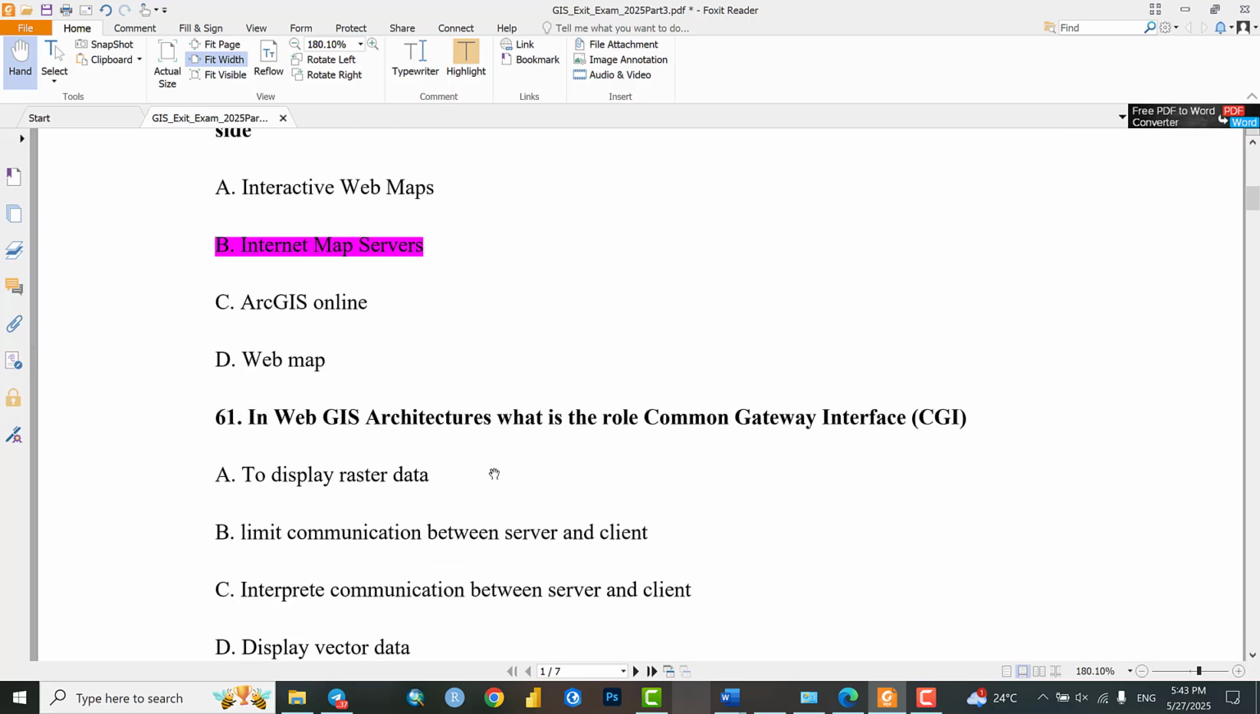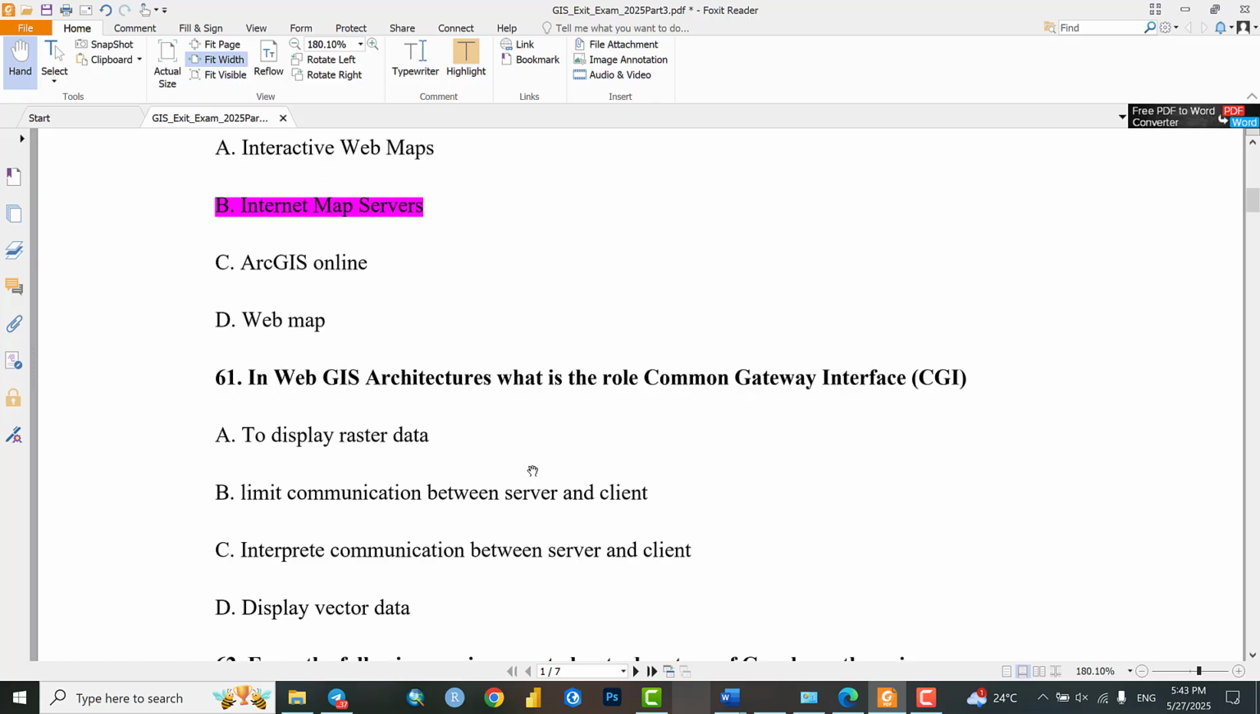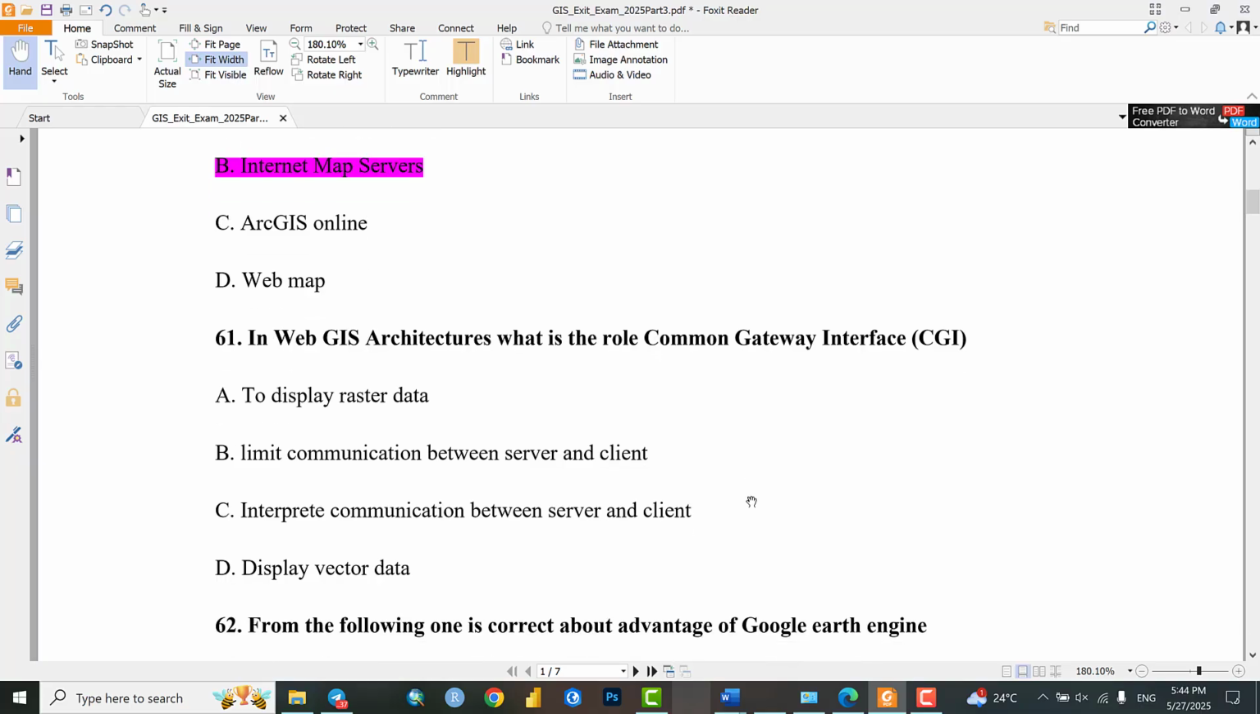61. In WebGIS architecture, what is the role of the Common Gateway Interface, or CGI? A. To display raster data. B. Limit communication between server and client. C. Interpret communication between server and client. D. Display vector data. So in this case, it serves as an interpreter between the server and the client. So the answer is this one.